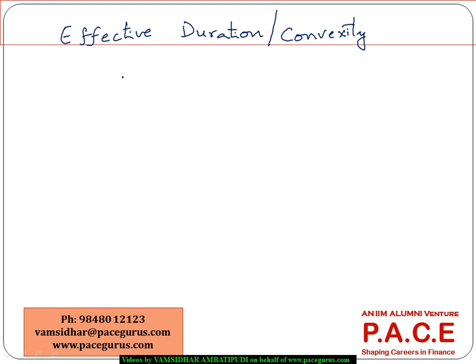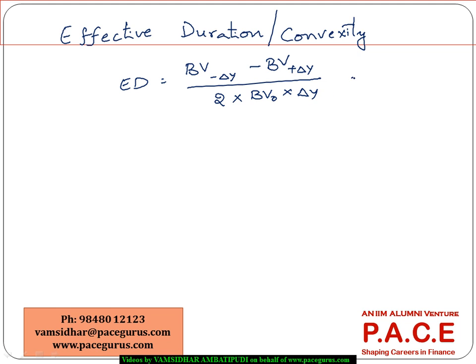The typical way we define the effective duration is the difference in the bond values, the change in the bond values when there is a delta y shock, a decrease as well as an increase, divided by twice the initial bond value times delta y. This is nothing but the percentage change in the price of the bond.